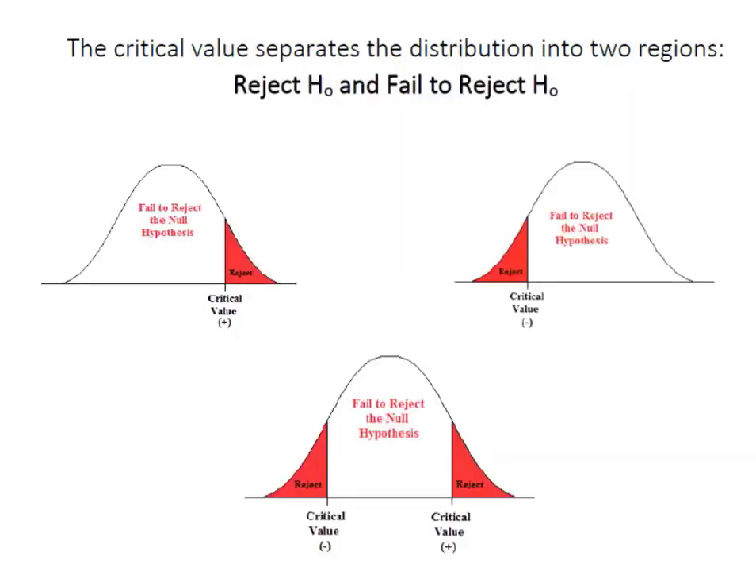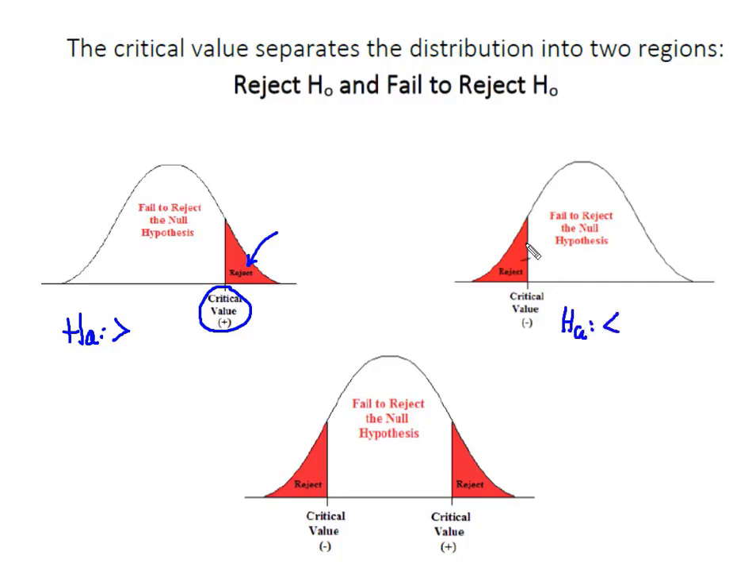So remember that the critical value simply separates your distribution into two regions, a reject or a fail to reject region. And in the case of a one-tailed right test, in which case we would have had an HA that looked like this, then our critical value would be here, and our rejection region is in the upper tail of the curve.